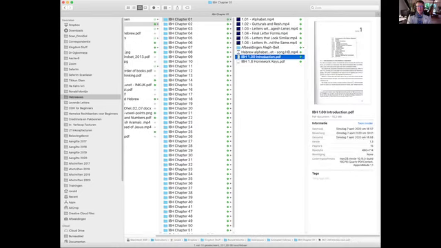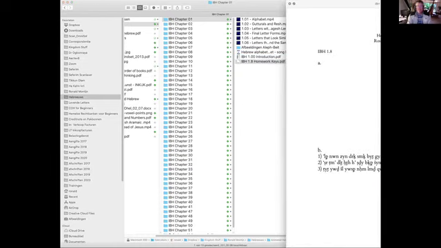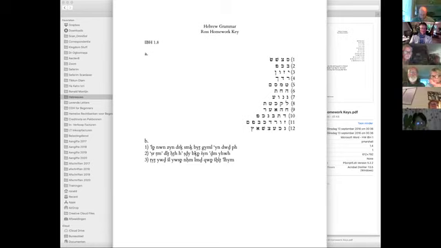This is a copy of the textbook, and what you find here are the answers to the questions. So if you go to the Dropbox folder, you find what they call homework keys, the answers to every exercise, or most of them. I hope this helps.